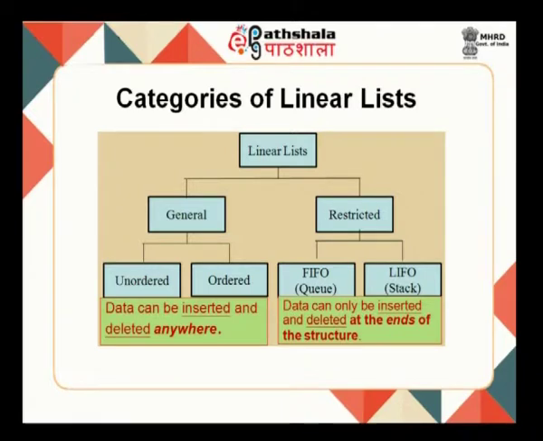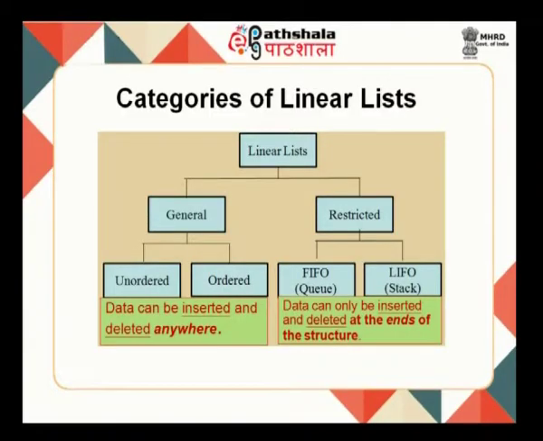Now, general list means you can add anywhere, you can delete anywhere, that is the meaning of general list. But in general list there are two categories, one is unordered, that is the elements in the list are unordered, or ordered, the elements in the list are ordered. So, data can be inserted and deleted anywhere, that is the idea of a general list.